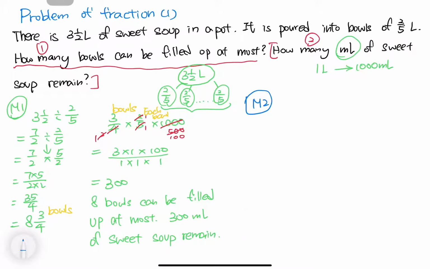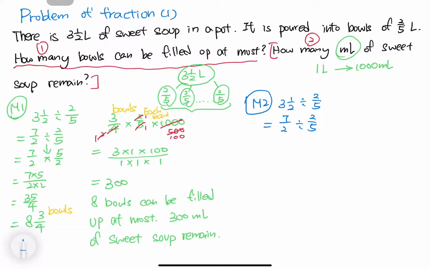In method 2, we also aim at solving this kind of question. First of all, we have the same number sentence because the question is the same. We only use a different method in solving it. So you get the number sentence 3 1/2 divided by 2/5. We do the same step as method 1, which is changing to improper fractions: 7/2 divided by 2/5.